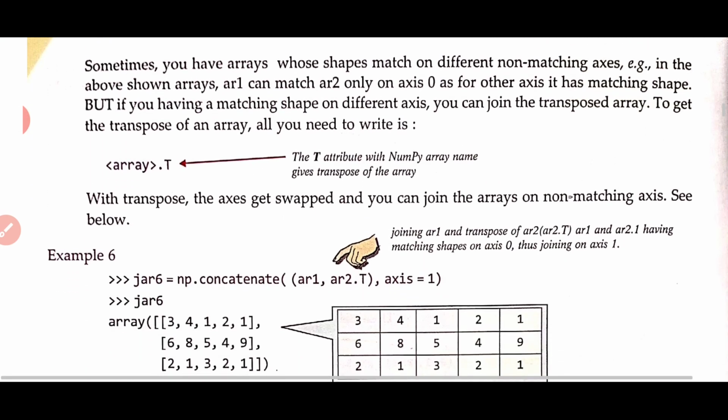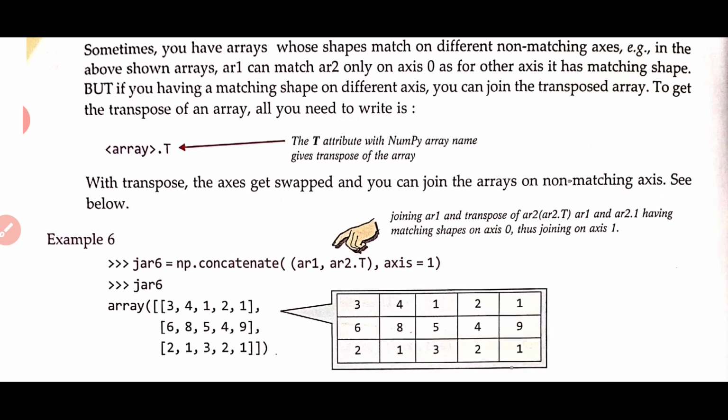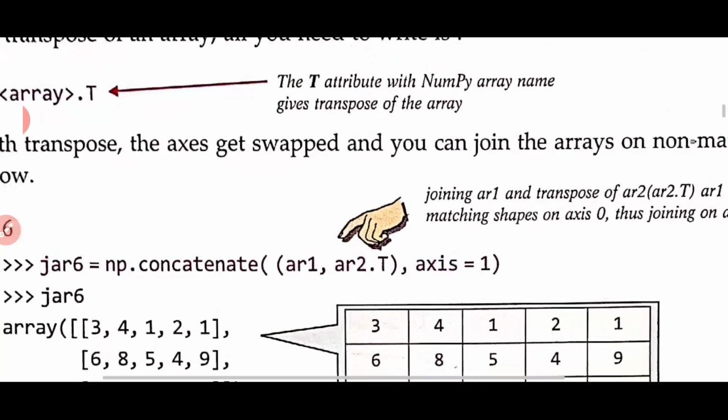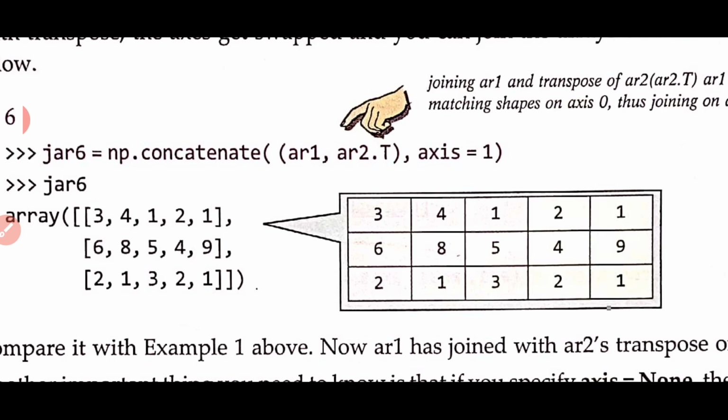Now example number 6. If you want to add AR2 and AR1, then is it possible? Is it possible? Only using the transpose function. What is transpose? It is denoted by T. So in this example you can see JAR np dot concatenate AR1 comma AR2 dot T, so this is transpose, comma axis 1. So what is the function of transpose? Transpose will change the elements from vertical axis to horizontal axis and horizontal axis to vertical axis. For what purpose you use it, it will do.